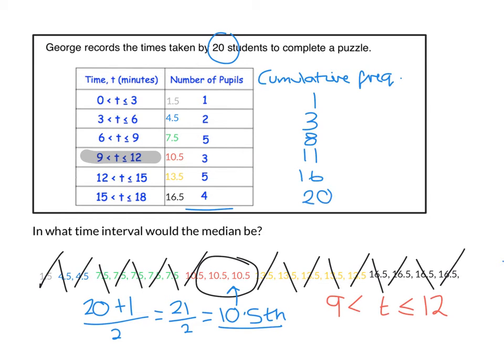So I'm looking for where the 10.5th pupil would be. So there's 1 pupil, 3, 8. So to this point, there's only been 8 pupils. Up to this point, there's been 11. So the 10.5th would have come before the 11th. So it's going to be in this category, which is the one I got earlier. So between 9 and 12 minutes.